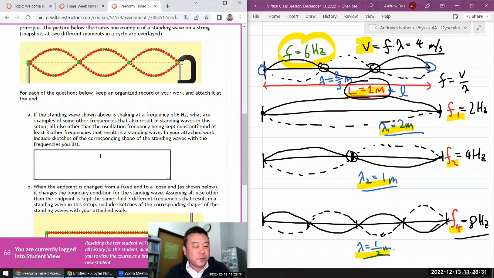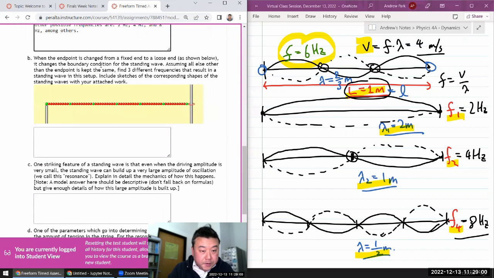So the other possible frequencies are 2 hertz, 4 hertz, and 8 hertz among others. Basically all the even frequencies, because when you're starting out at 2 hertz, all the harmonics will be multiples of those. So it will be a multiple of 2, even.